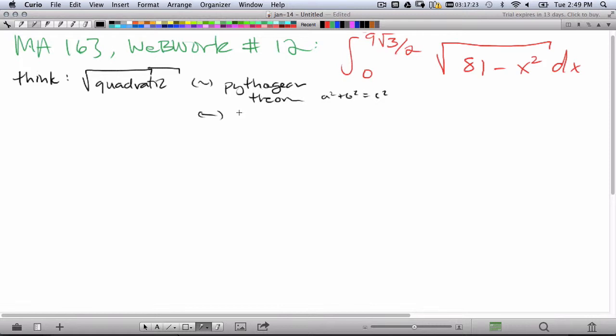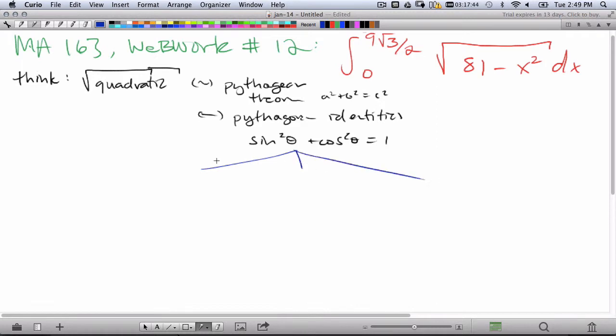What the Pythagorean theorem is really expressed as, in terms of trigonometry, is the Pythagorean trig identities. Now, the basic one is sine squared theta plus cosine squared theta equals 1. And here we get three different forms of the same equation, one of which will be used to solve this problem.